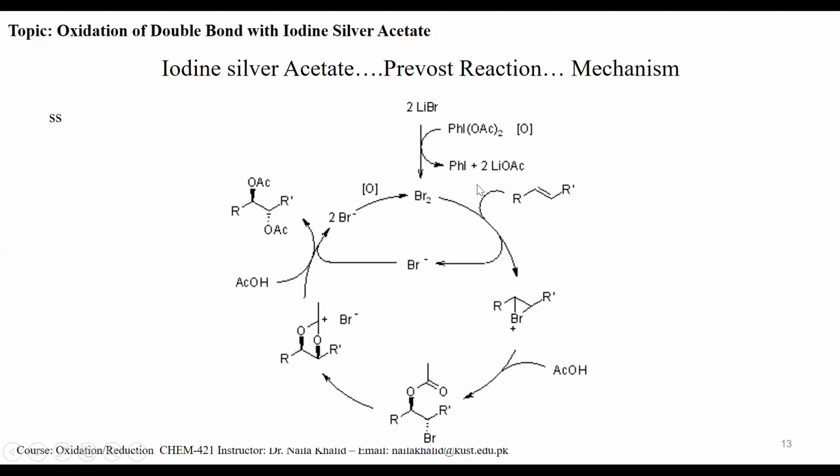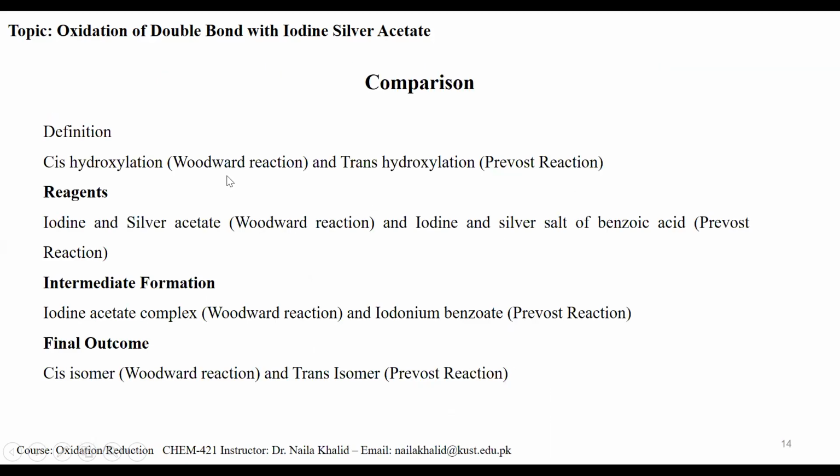Here is the mechanism of the Prevost reaction where lithium bromide is a source of bromine. This bromine is inserted electrophilically. In addition, electrophilic addition takes place. We get bromonium ion. Then acetate ion comes, attacks over here. This is open. And then neighboring group participation takes place. Bromide is removed and we get this type of intermediate. And then what happened? The acetate will attack from here, backside, and this is opened. So that is why we get the trans product instead of the cis product.